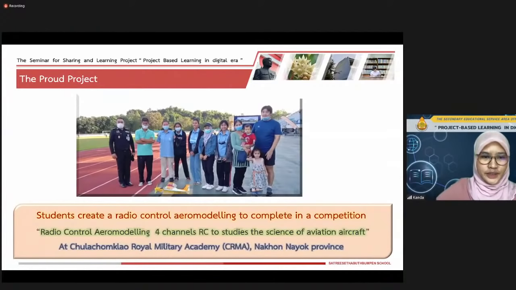The PBL project. Students create a radio control aero model or compete in competition. Radio control aero modeling for channels RC2 studies the science of aviation aircraft at Chulachomklao Royal Military Academy in Nakhon Nayok Province.